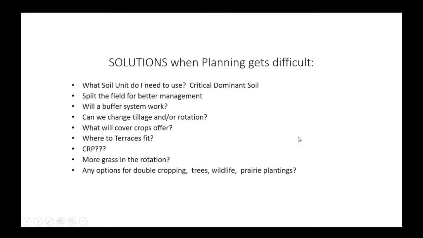Solutions when planning gets difficult. This is just some ideas. Planning is difficult because solutions to problems are sometimes hard to find and hard to fit, and it is not an easy science. And the best planners I know are always seeking input from others. I have over 30 years experience with planning, and I can tell you a sign of a beginning planner is somebody that has the answers and runs with the answers. The experienced planners are always bouncing ideas off each other.